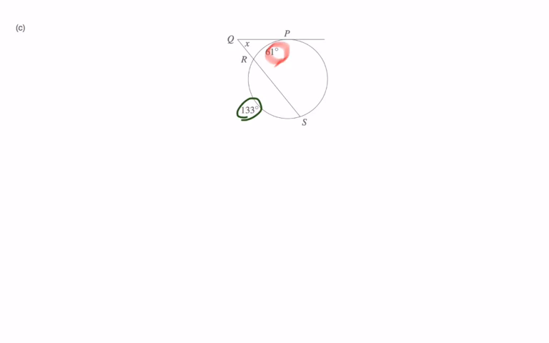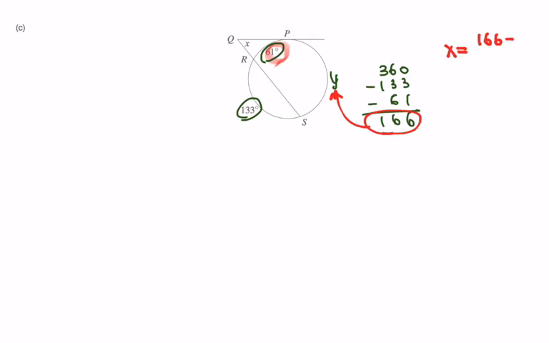Since we know that this measure of the arc is 61 and the other one is 133, we can figure out the arc TS. If I call that y, then we get 360 minus 133 and then minus 61. Then arc y becomes 166. Then the value of x must be the difference of the arcs, 166 and 61, divided by 2. Then we get 52.5 degrees. All right, let's move on to the next question.